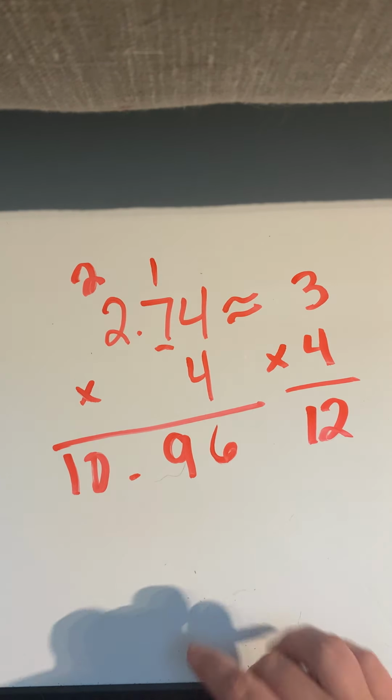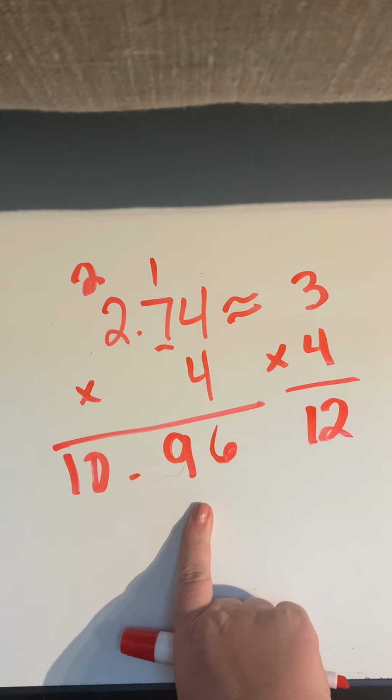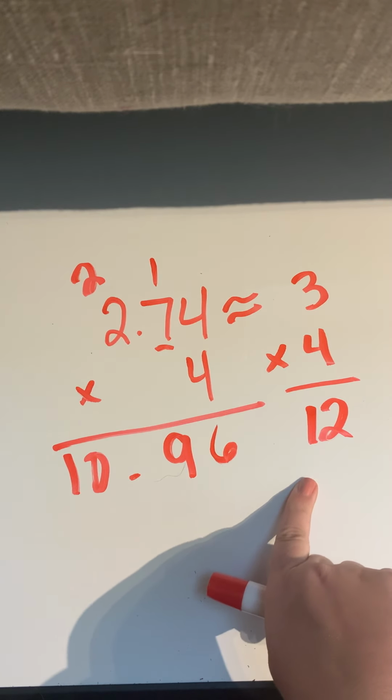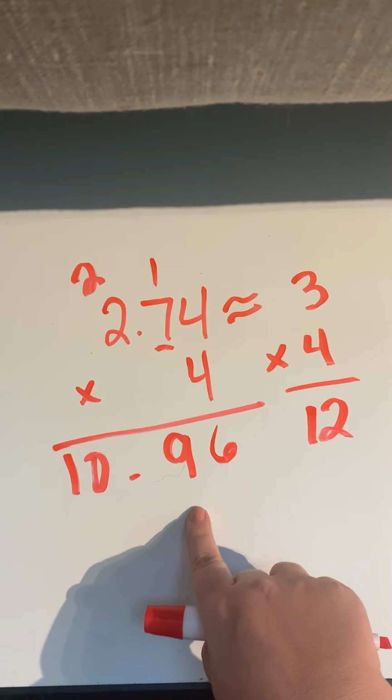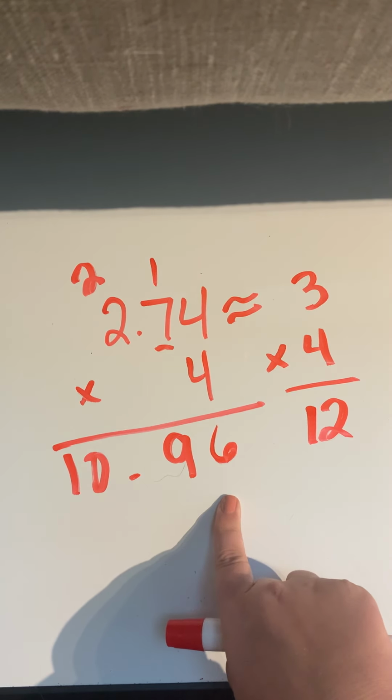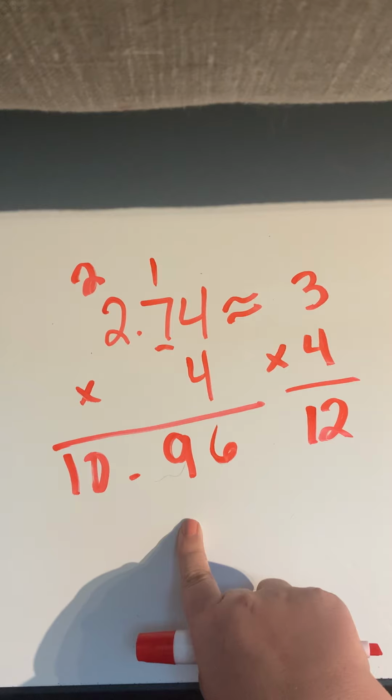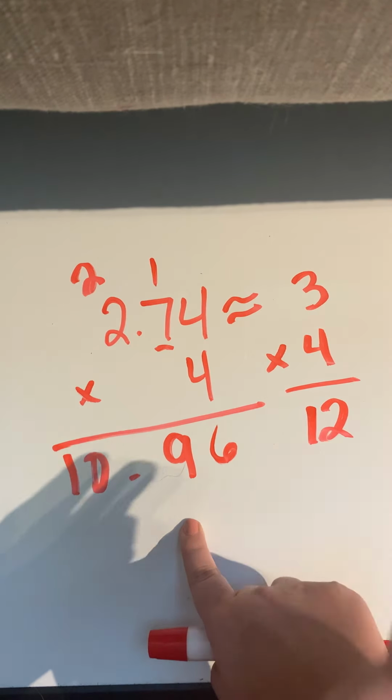12. Okay. 10 and 96 hundredths is close to 12. So the answer is reasonable. If you look at this, you might be thinking, well, Miss Cantrell, wouldn't that round to an 11? Yeah, it would. Okay, they're not asking you to technically round. They're asking you to estimate.